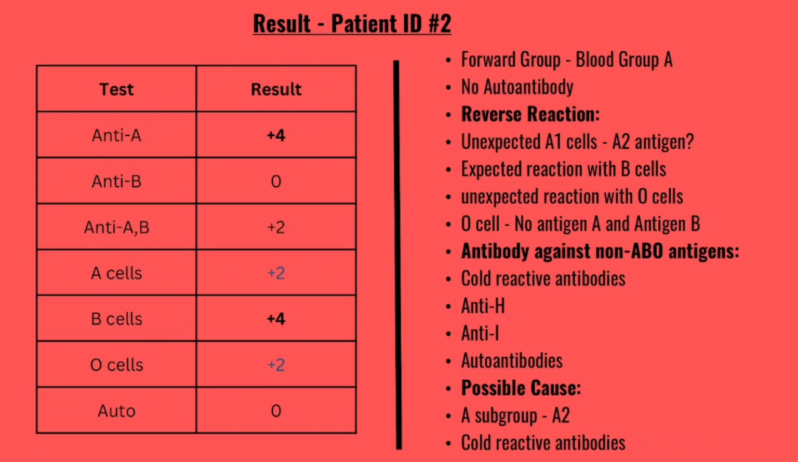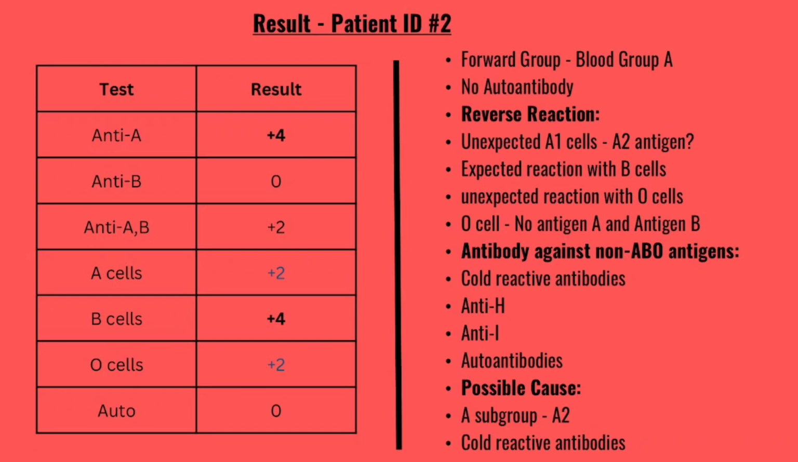Now, if you look at the reverse group, remember, when we do reverse group, even though we call it A cells, what we are using is A1 cells, because the percentage of the population that has A1 is much greater compared to the significantly low number of individuals that are A2. So the reason why we may have this weak reaction here, if possible, is that this unexpected A1 cell reaction could be due to the possibility of an A2 antigen.